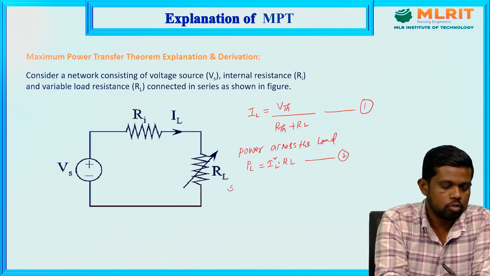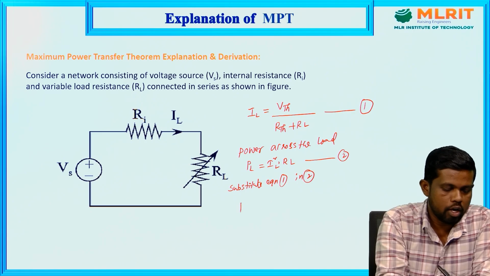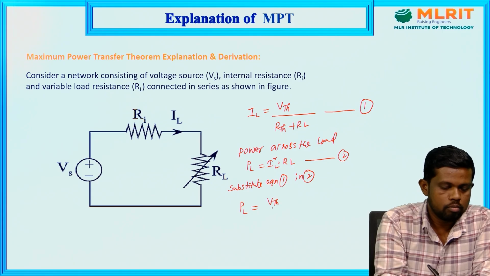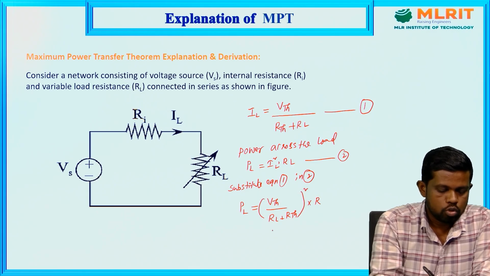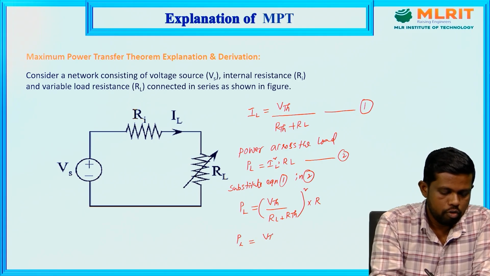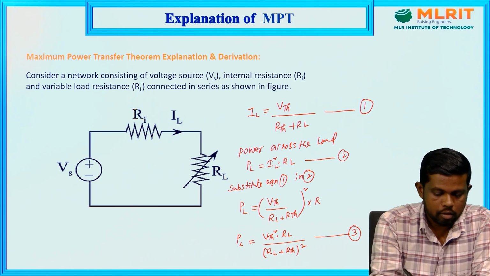Then we substitute equation number 1 in equation number 2. We get the load power PL equal to VTH upon RL plus RTH, whole square, into RL. Writing it in another form, PL equals VTH square into RL, divided by RL plus RTH whole square. This is equation number 3.